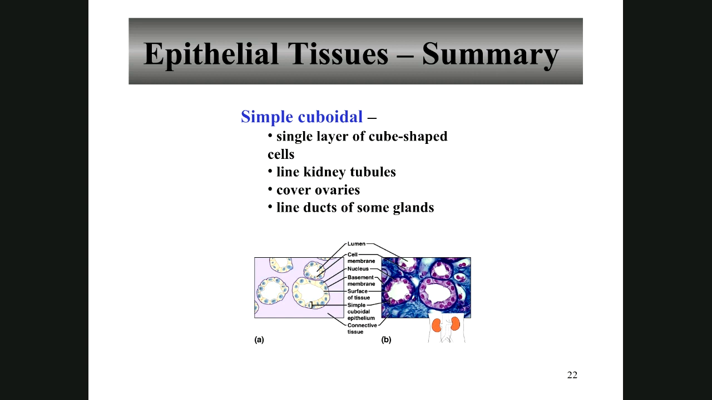A simple cuboidal, you can see kidney, and a thyroid gland. It's a good example.